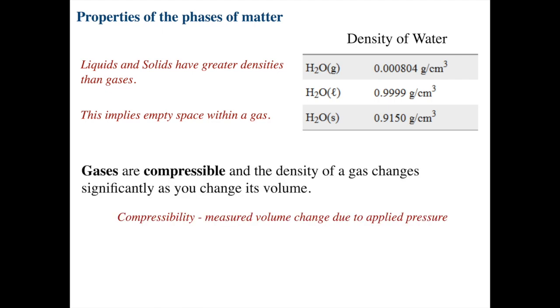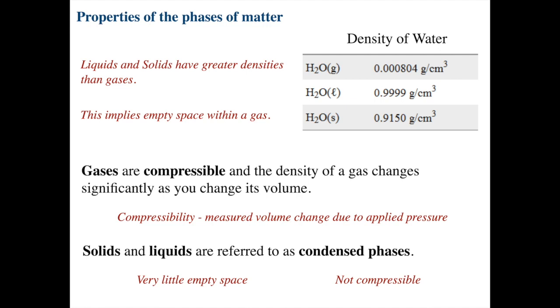Gases are considered compressible. We can squeeze down on them, and in that case, the density will change. So, in the table that we used for an example, that was a specific sample of water vapor with that density. If we were to squeeze down on it, we could change the density because we're changing the volume and compressing the sample.